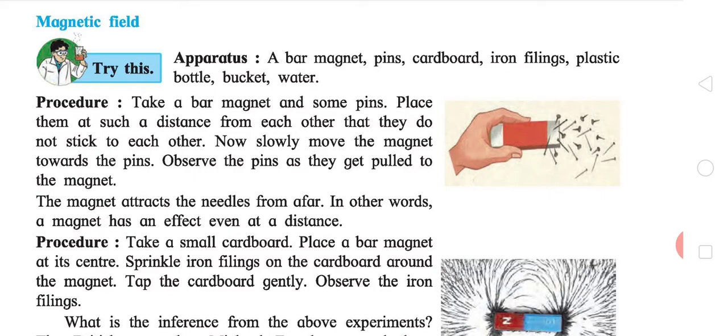Procedure: Take a bar magnet and some pins. Place them at such a distance from each other that they do not stick to each other. Now slowly move the magnet towards the pins. Observe the pins as they get pulled to the magnet. The magnet attracts the pins from afar. In other words, a magnet has an effect even at a distance.